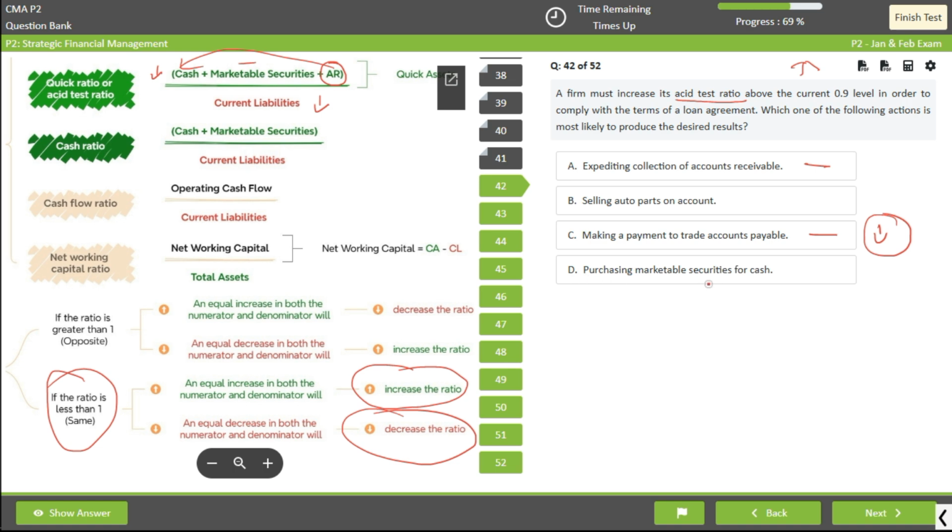Purchasing marketable securities for cash. So if you are purchasing marketable securities for cash, here you are changing marketable securities to cash. So here also we don't have any effect.